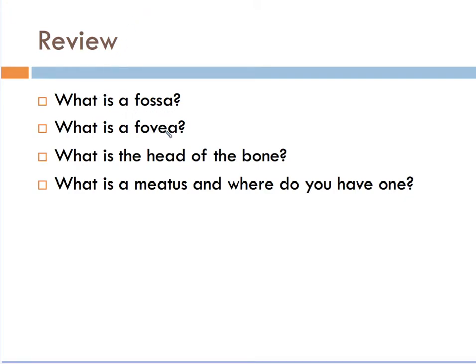Review questions. What's a fossa? What's a fovea? What is the head of a bone? And what is a meatus? And where do you have one?